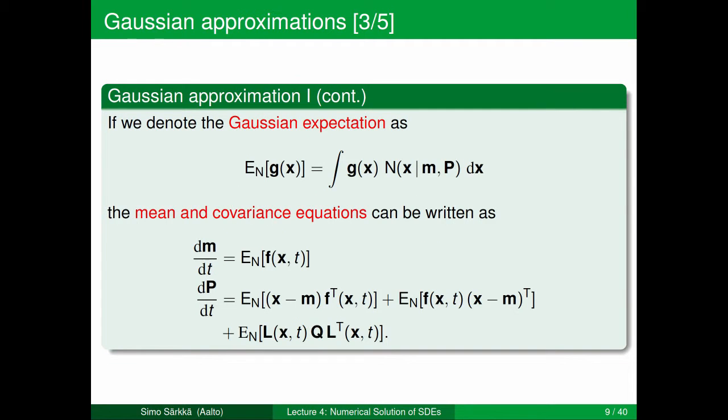We can also rewrite these equations in a bit more convenient form by defining that E_N of g is equal to the integral of g over the Gaussian distribution like this. Then these mean and covariance equations can be written in this more compact form. So the time derivative of mean is equal to the expectation E_N of f of x and t, and the time derivative of P is equal to the expectation of x minus m times f transpose plus f times x minus m transpose plus L Q L transpose. And the expectations are with respect to the normal distribution.